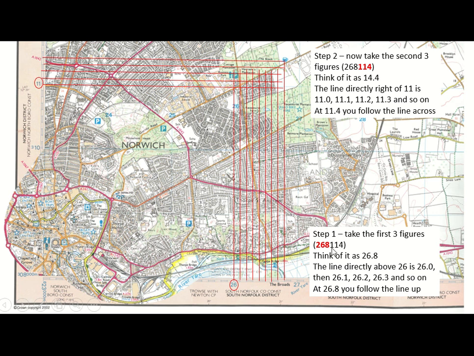Now, the first three digits will always refer to the numbers on the bottom, the eastings. The second three digits will always refer to the numbers up the side, the northings. So just make a note of this. Look at these steps, step 1, step 2, etc. And then practice this as much as you can, because you will need to understand how to do this for an exam. Even if it's just for 1 or 2 marks, they're worth getting because many people will get them. Okay, so where they meet is the location. We've already pointed that out.